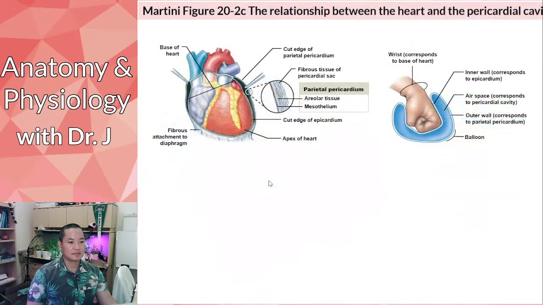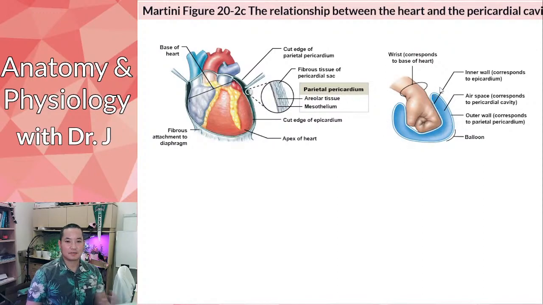Now, the thing about the pericardial cavity, and this is the part that I didn't tell you in the last lecture, is that it's actually continuous with the epicardium. So what we have here is an analogy from the Martini book, where it's talking about how the pericardial sac and the epicardium are kind of like punching a balloon. So the heart is supposed to be the fist, and the epicardium and pericardium are supposed to be that balloon.